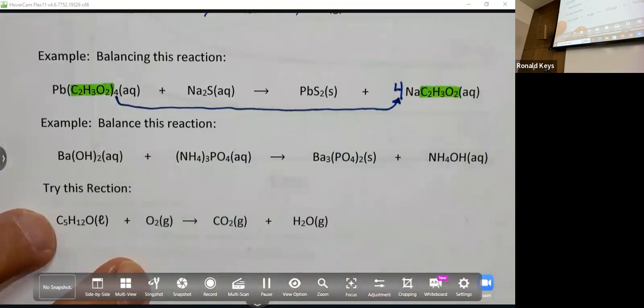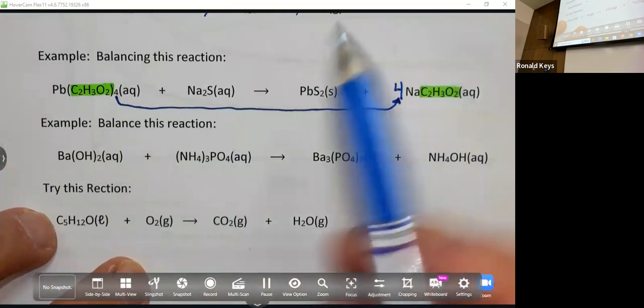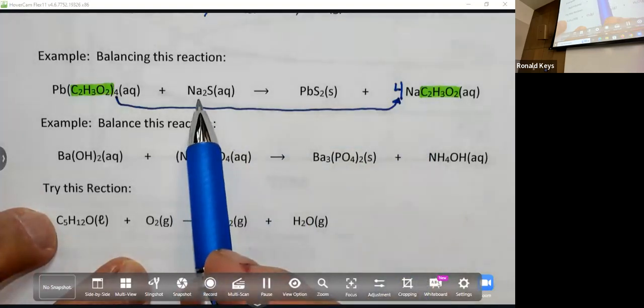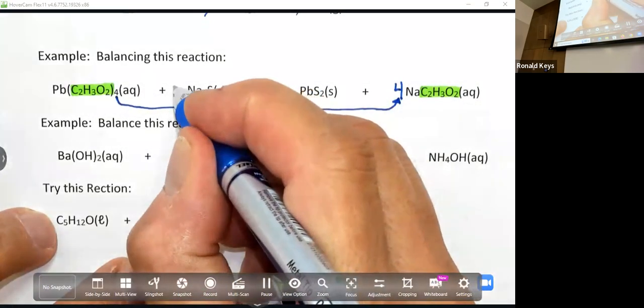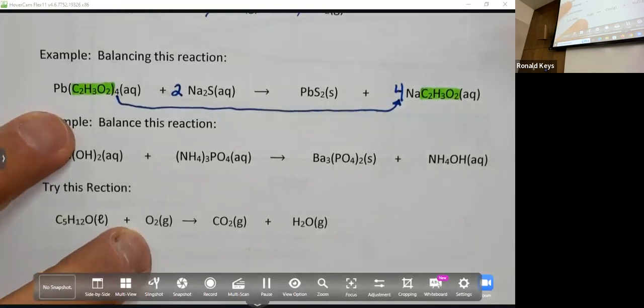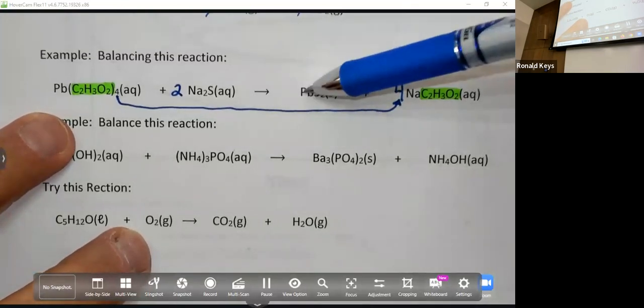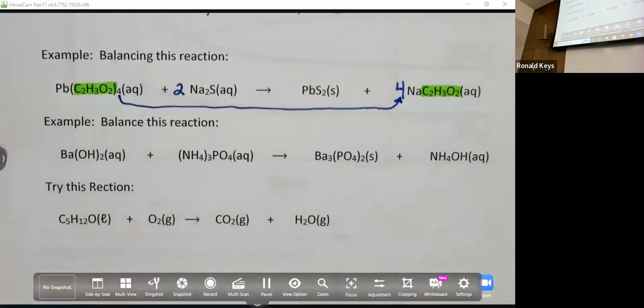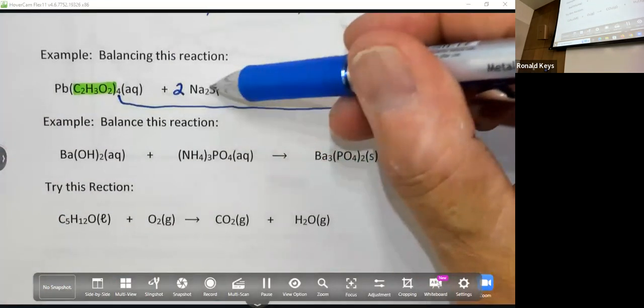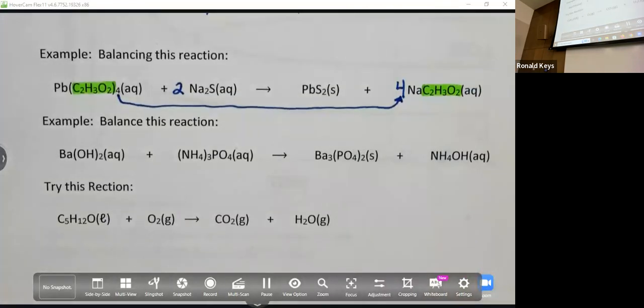Now, what should we do next? Metals. We already changed sodium right here. Sodium's a metal. So let's fix it up right here. We have 4 sodiums here, 2 here. We put 2 there. Now let's look at lead, which is a metal. We've got 1 lead and 1 lead. And that seems to do it. We've got 2 sulfur and 2 sulfur.